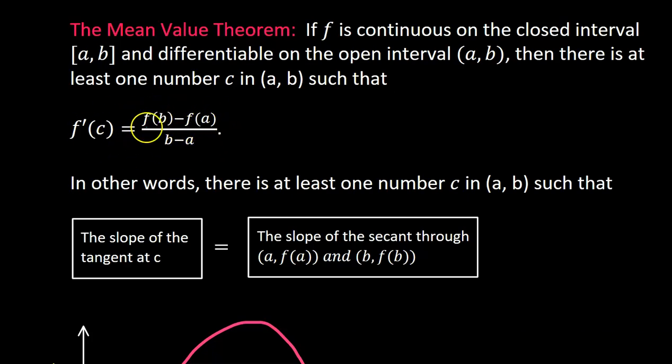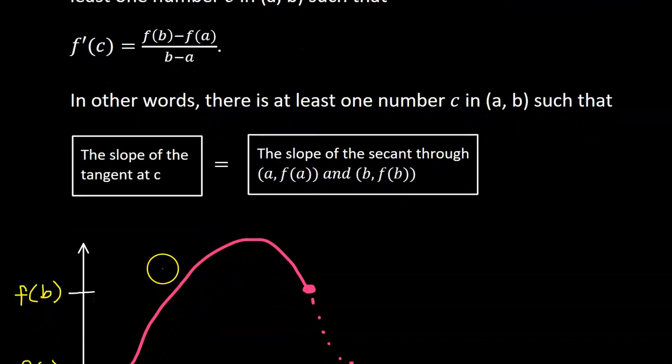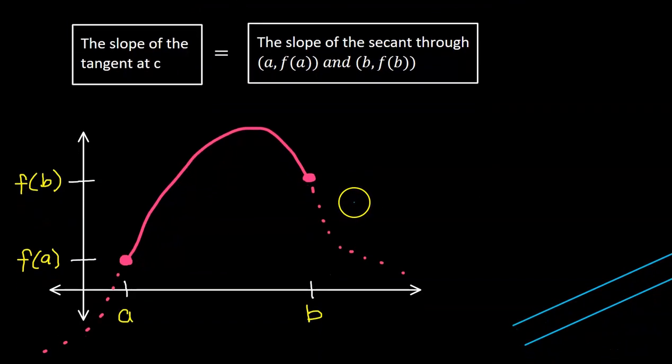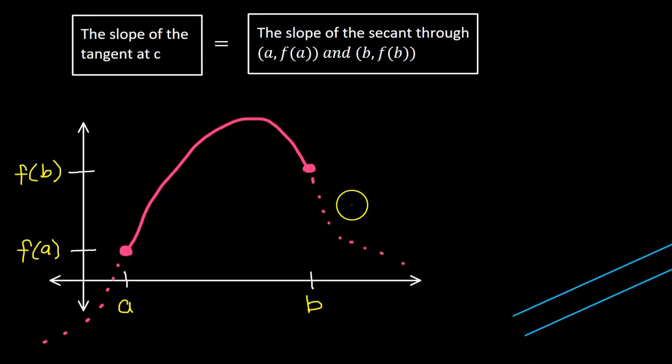Hopefully you're recognizing this part as a slope formula. This is y minus y over x minus x. So this is just a slope. But here's what that really means. There will be at least one number c on the open interval (a, b) such that the slope of the tangent at c is equal to the slope of the secant line through the points (a, f of a) and (b, f of b). So that's only slightly more clear. I think a picture will help us really nail it down.